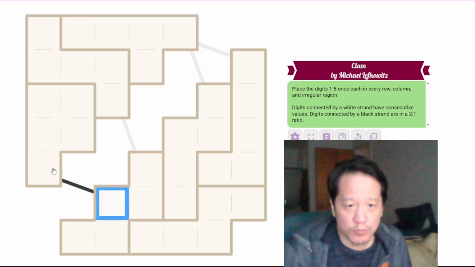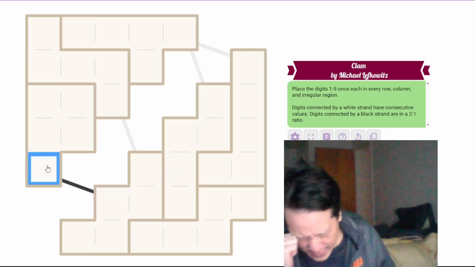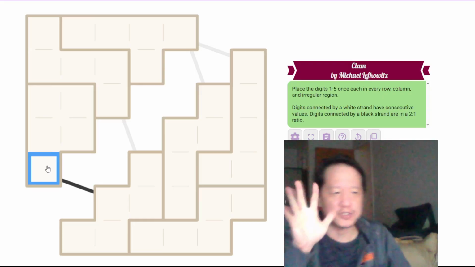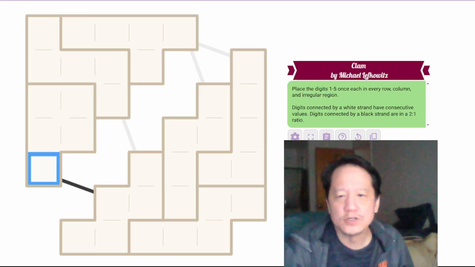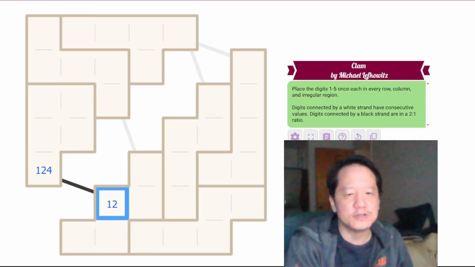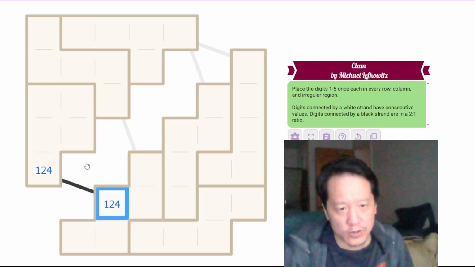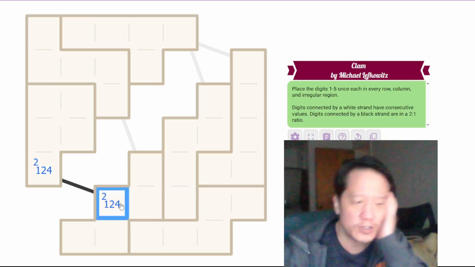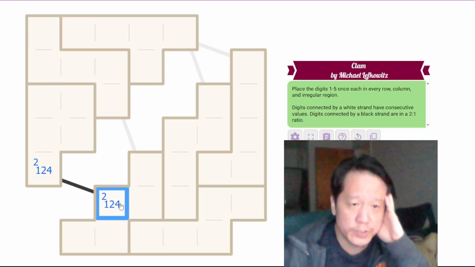Okay, to be in a 1:2 ratio, it's either 1 and 2 or 2 and 4 out of the digits 1 through 5. So this is 1, 2, or 4. This is 1, 2, or 4. Either way, you're guaranteed one of these is a 2, but we don't know which.